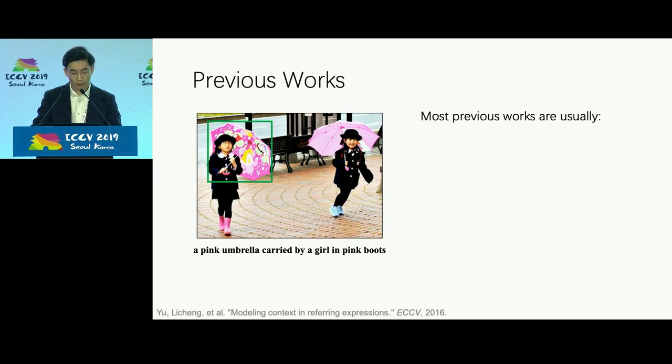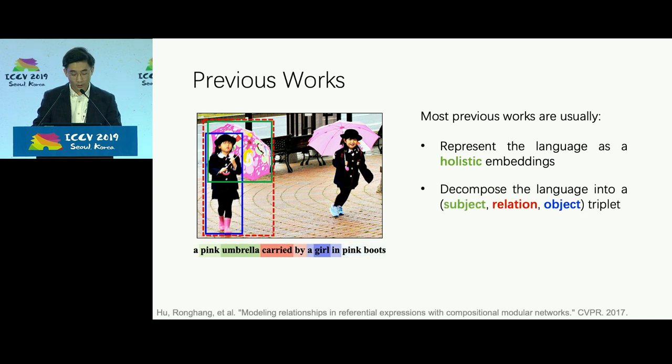Most previous works can be categorized into two groups. The first one usually represents the language as a holistic embedding with soft attention mechanism. And the second one usually decomposes the language into a subject, relation, and object triplet. However, both of them are easily biased to learn certain vision-language patterns but not visual reasoning.